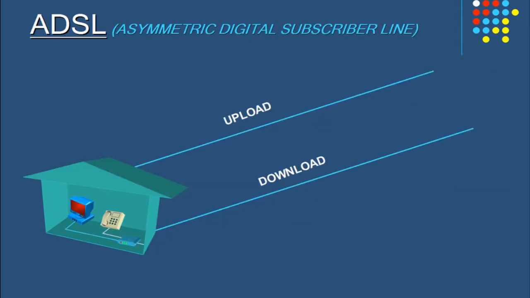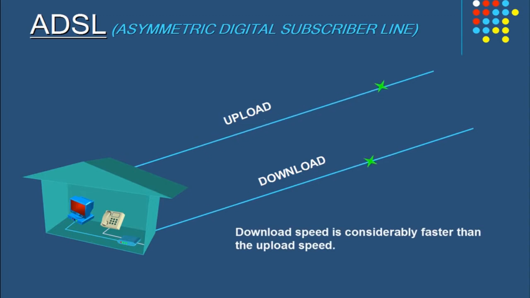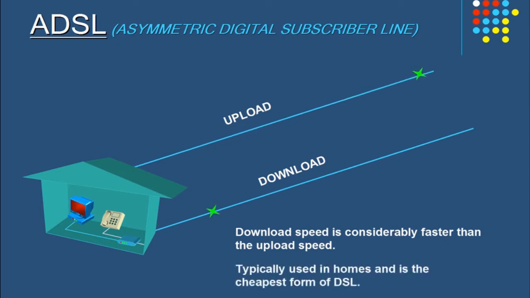There are a few different forms of DSL, and one is called ADSL, which stands for Asymmetric Digital Subscriber Line. And this is called asymmetric because the download speed is considerably faster than the upload speed. This type of DSL is typically used in homes and is the cheapest form of DSL.